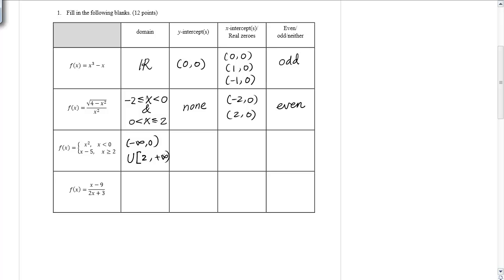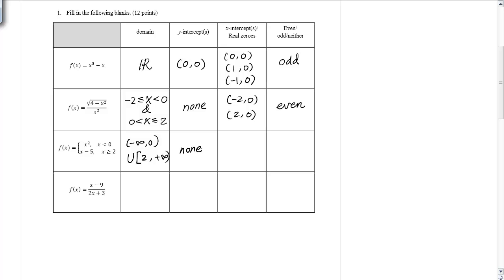The y-intercept again is calculated by setting x to be 0. However, x equals 0 is excluded from the domain. Once again, the function is not defined for x equals 0. Therefore, once again, the y-intercept for this function does not exist.